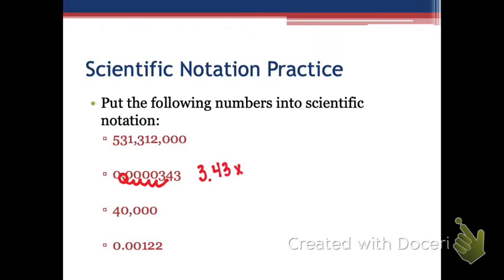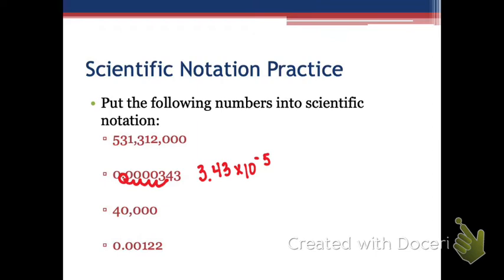4.3 times 10 to the negative, I think 5. 1, 2, 3, 4, 5. Yeah, negative 5. So that number is in scientific notation with 2 decimal places. Is this something that seems kind of familiar to us? Okay.